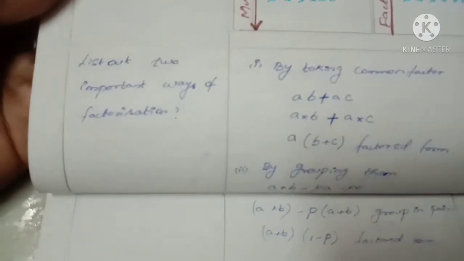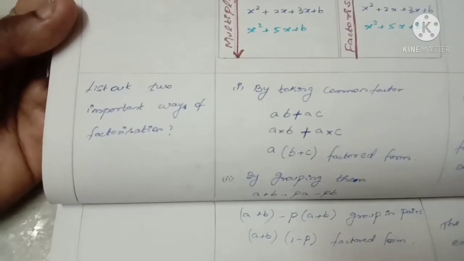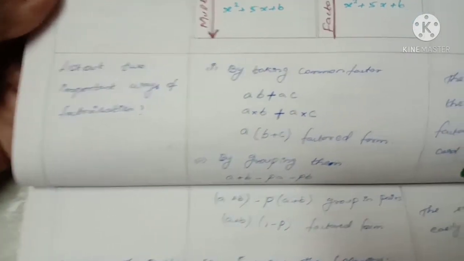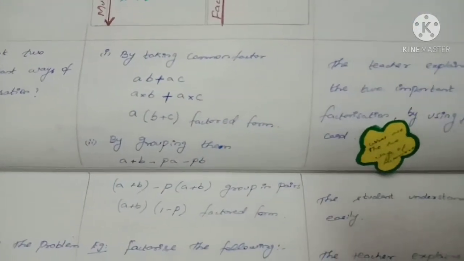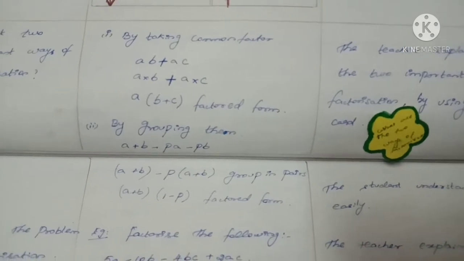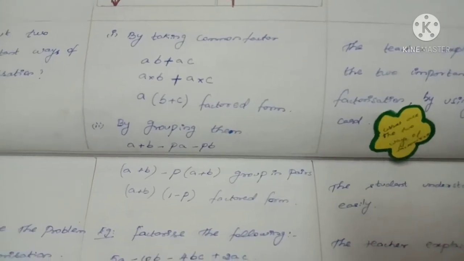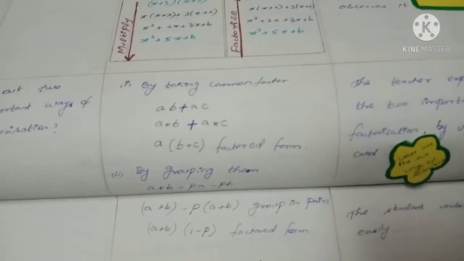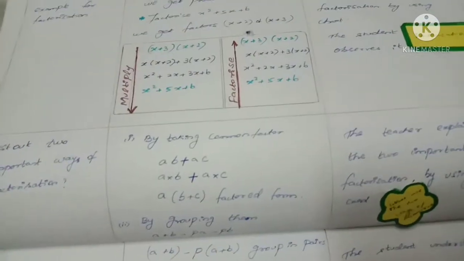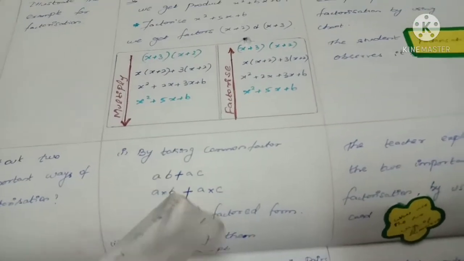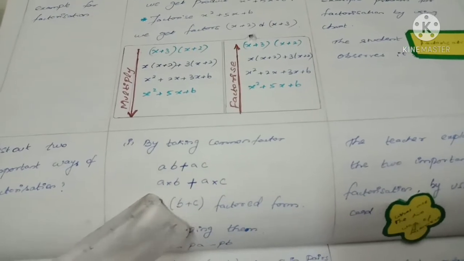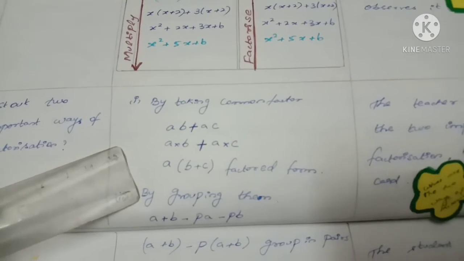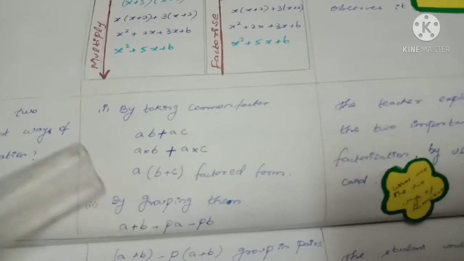In the next row, list out two important ways of factorization. In the next box, by taking common factor: ab plus ac, that is a into b plus a into c, a of b plus c, factor method.